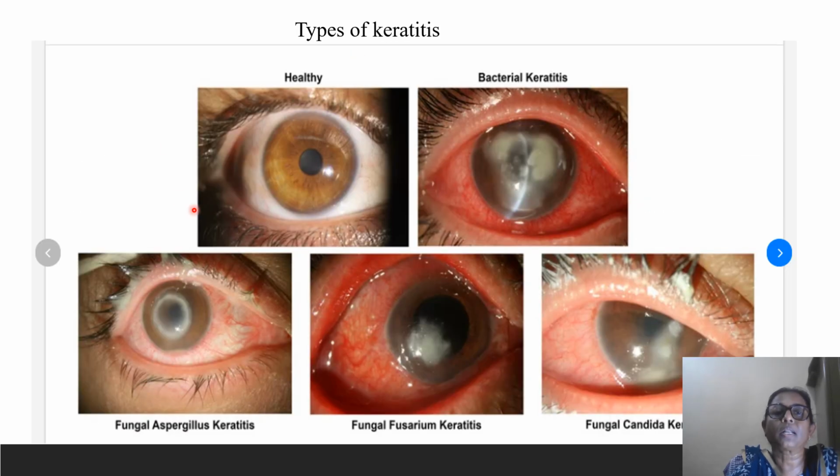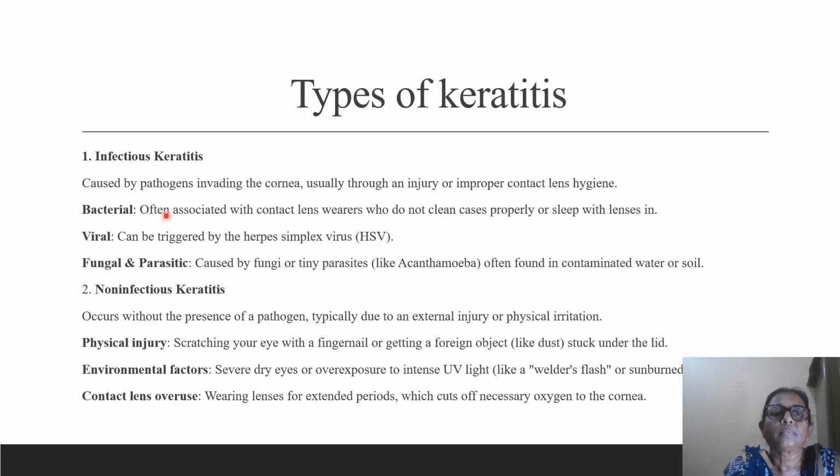Then types of keratitis: here you can see a healthy cornea. Here you can see bacterial keratitis, fungal Aspergillus, fungal Fusarium keratitis, and fungal Candida. There are two types mainly according to the pathogens. Infectious keratitis, if the pathogens are involved, like bacterial, viral, fungal.